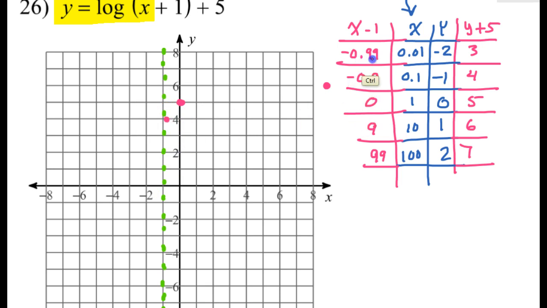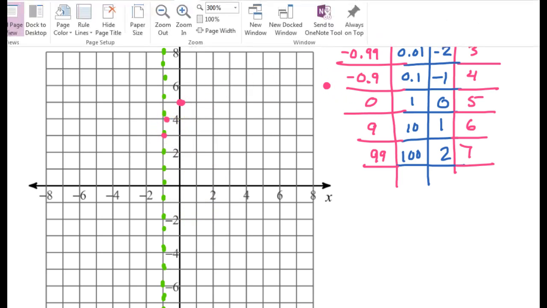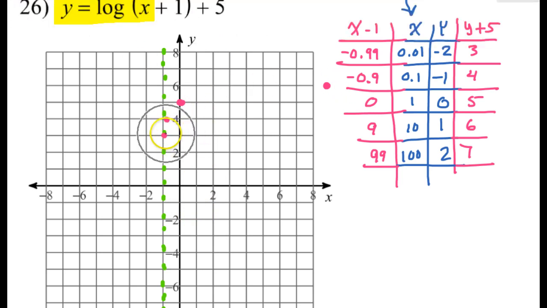And then we have -0.99, 3. So that's going to be so close to the asymptote that it's going to appear to be on the line. But we'll just have to know that it's really not. All right, so then you can just go ahead and draw a curve through these points as best you can. So that's going to look something like this.